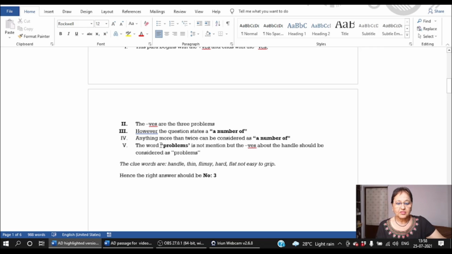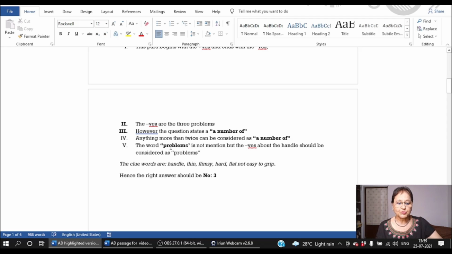Fifth point. The word problems is not mentioned, but the negatives about the handle should be considered as problems. So what I'm trying to tell you here is the same word which you find in the question will not be in the passage. You have to think of a word which is close in meaning to the word in the question and mentioned in the passage, or a synonym of the word in the question, or an alternative word which is in the question and in the passage.